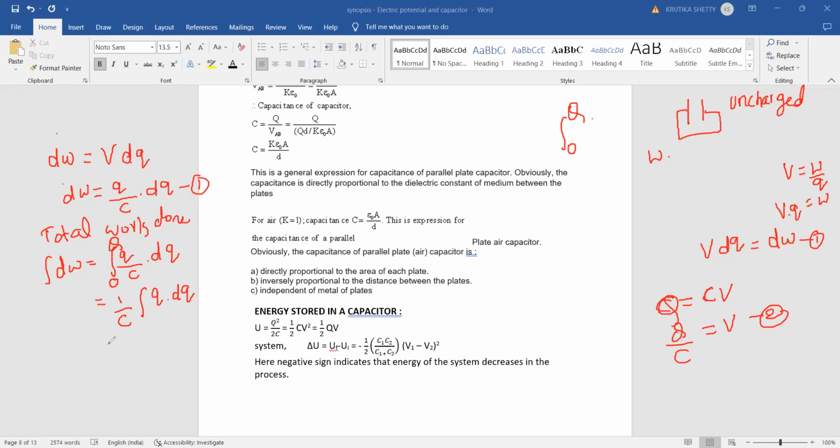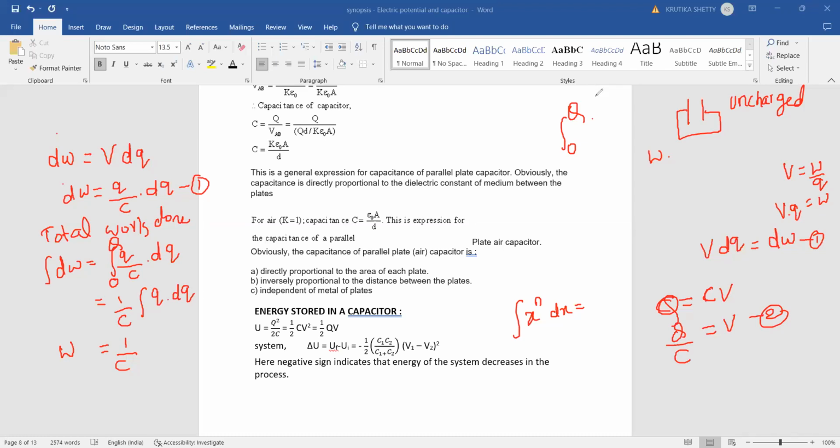So now this is equal to 1 by C. Integration of dW is W. What is integration of x raised to n? If anyone has learned it in college, you can tell me what is integration of x raised to n with respect to dx. Have you learned integration? Integration of x raised to n.